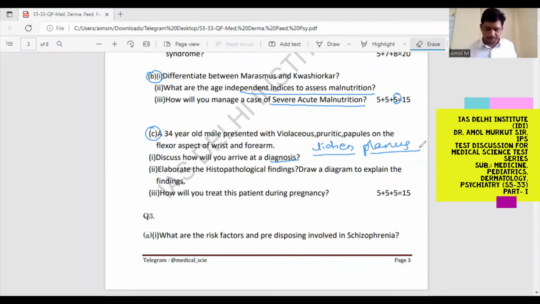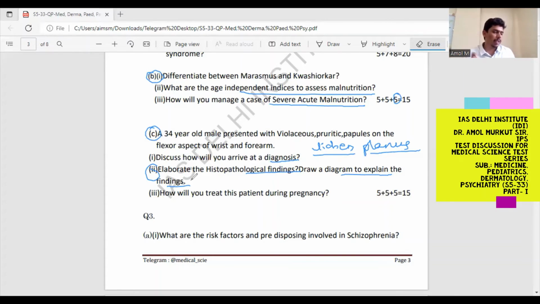So the next question, elaborate the histopathological findings, draw a diagram to explain the findings. What are the histopathological findings? See, histopathological findings, these are very simple. What happens? There is thickening of the upper layer, the granular layer. For skin, you have to read it from the postgraduate books. You cannot read it from our Matthew. We have to read skin and psychiatry from PG entrance books actually.